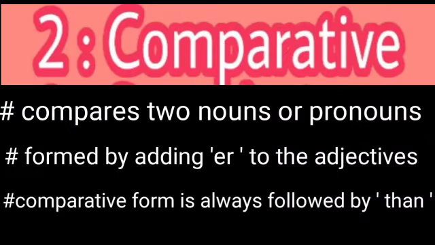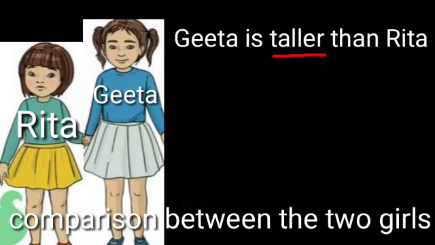Now, let us study comparative degree. The comparative degree or form is used to compare only 2 things, people, animals or places. Usually, the comparative degree of an adjective is formed by adding er to the adjective. Comparative form is always followed by than. Example, Geeta is taller than Rita.